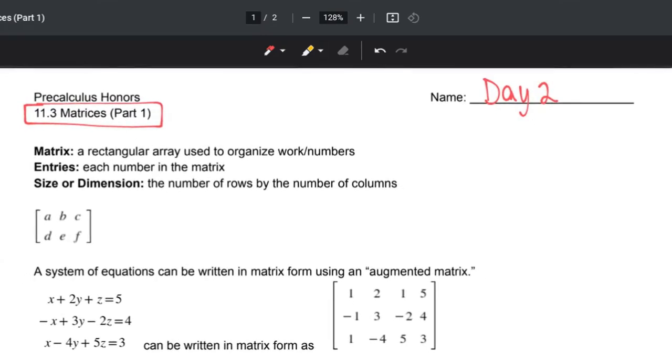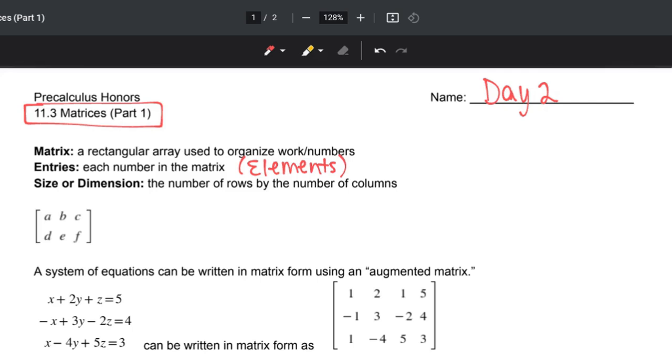Right, so we're going to do 11.3 matrices part 1. This is day 2 in the chapter. So today we're going to talk about matrices, or a matrix is the singular version of it. It's an array that's rectangular in shape, and it's used to organize your work or your numbers. Entries or elements are what we call each number in the matrix. So I'm just going to write the word elements here in case you hear that as well.